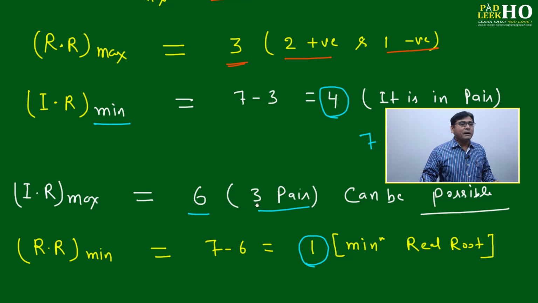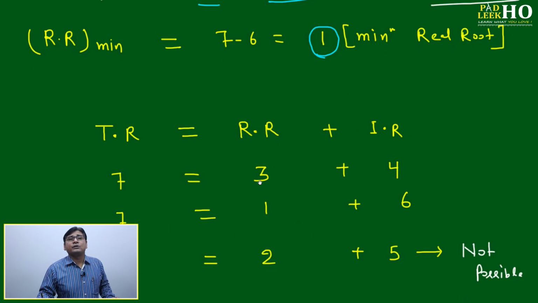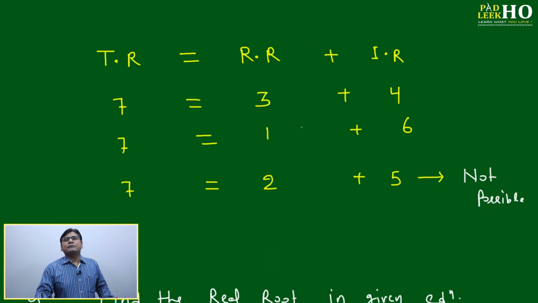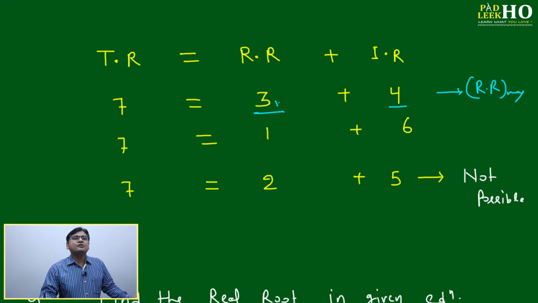These all will be a part of this master stroke, and based on that I will reconnect with the numbers. Like total root is equal to real root plus imaginary root, then 7 can be equal to 3 plus 4. What is this one? Real root maximum. Real root maximum was 3. This is your maximum.